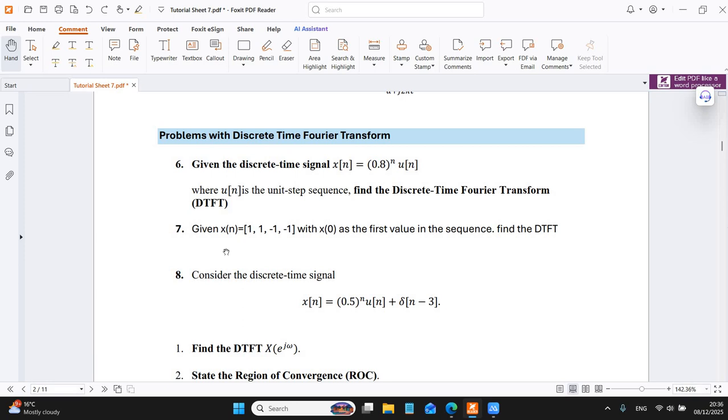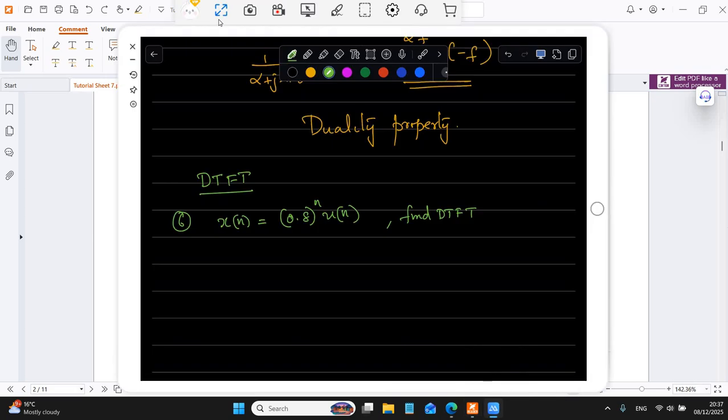The question is: the signal is given, x of n equals 0.8 to the power n times u of n, where u of n is a unit step sequence. You want to find the DTFT, that means the discrete time Fourier transform. I will show you the answer now.